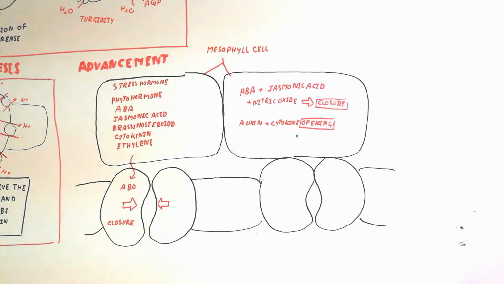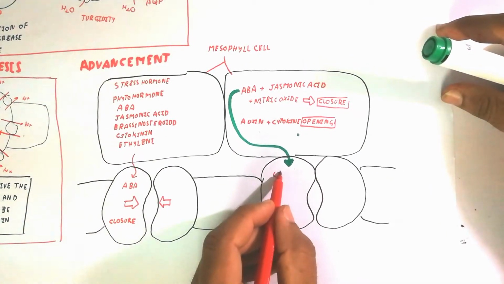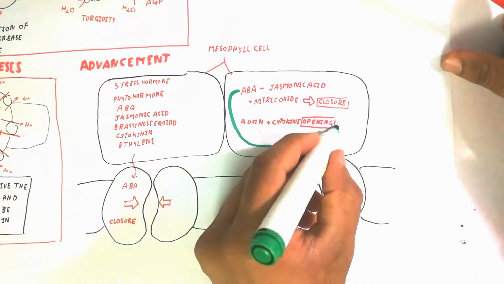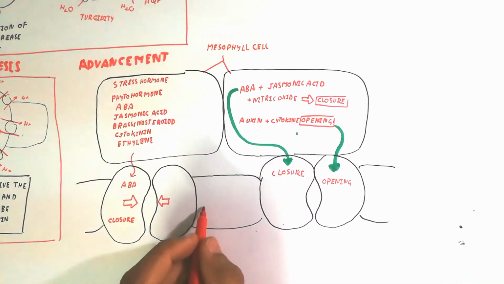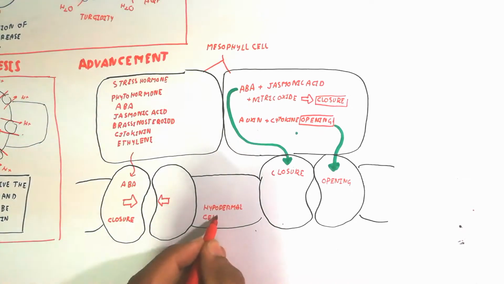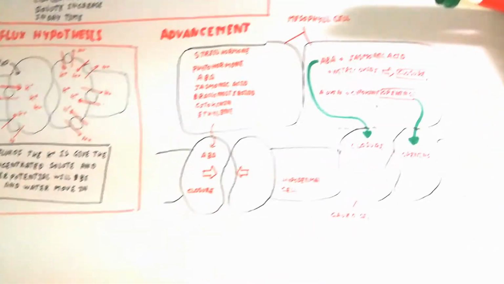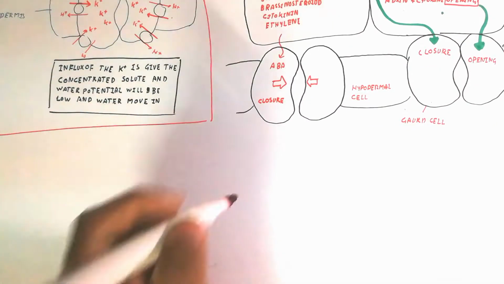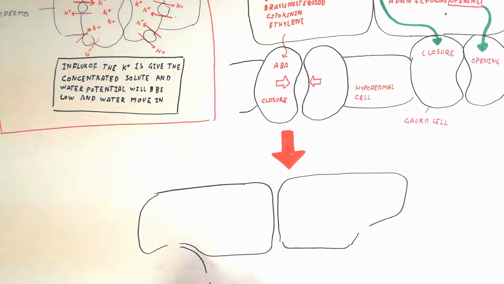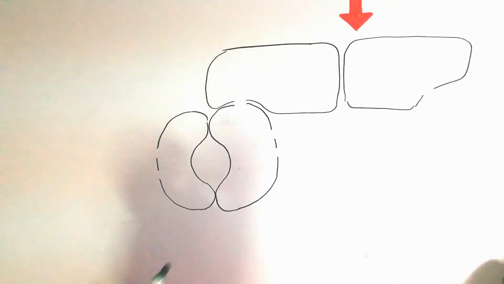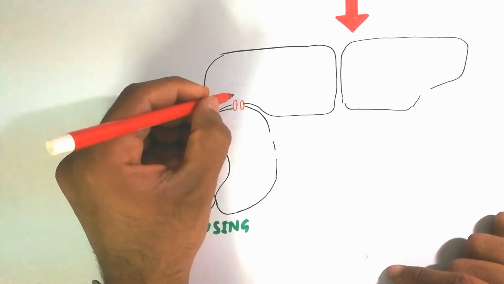On the other hand, ABA and jasmonic acid, nitrite and nitric oxide are responsible for the closure, and auxin plus cytokinin is responsible for the opening. So the closure is due to ABA, jasmonic acid plus nitric oxide, and the auxin plus cytokinin are used for the opening.